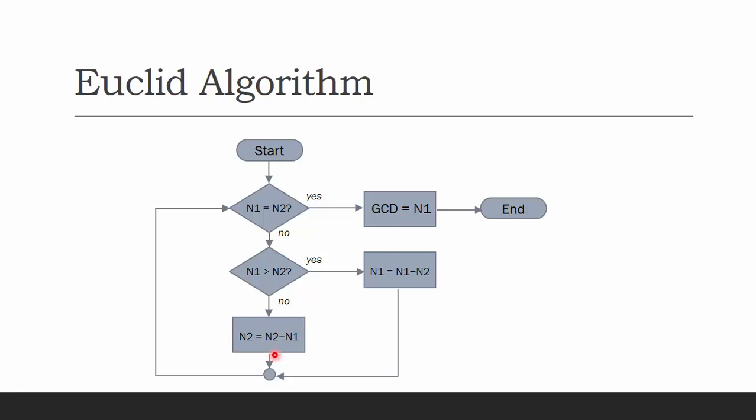Then the flow joins from the other subtraction and goes back to the diamond where we make the decision whether or not the two numbers are equal. So this is the flowchart of Euclid algorithm.